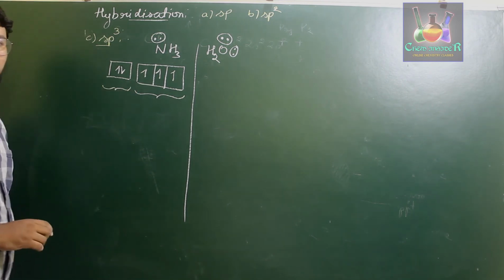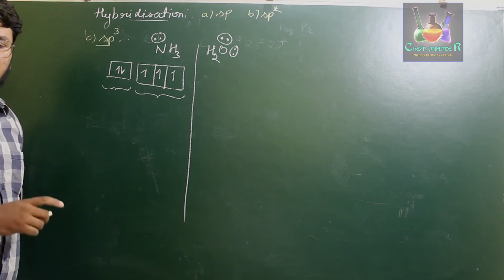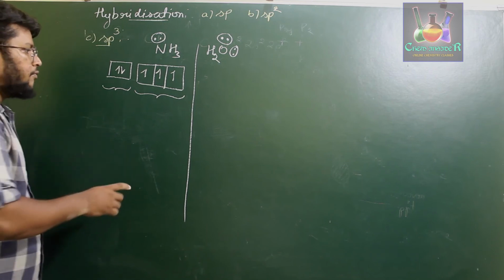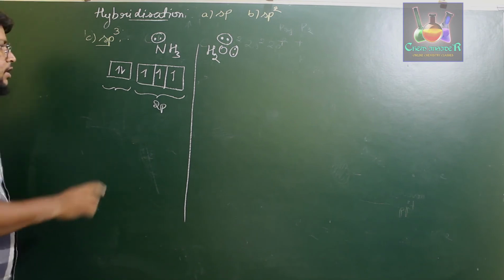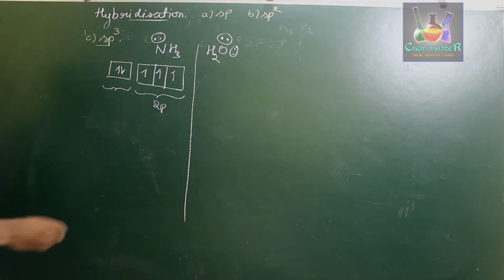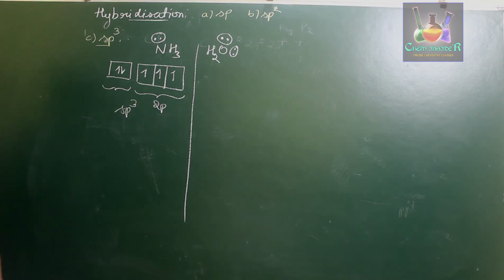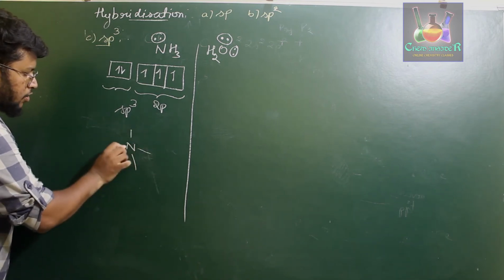So here, along with the 3 half-filled 2p orbitals of nitrogen, the completely filled 2s orbital will also undergo hybridization to form sp3 hybridization, where we observe 4 sp3 hybrid orbitals. Therefore, ammonia should be forming a tetrahedral geometry.